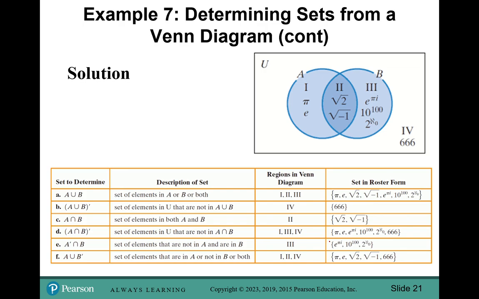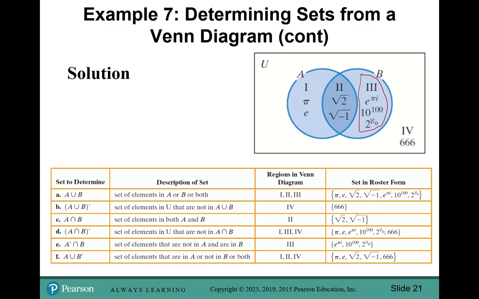If I look at A complement intersect B, so what is not in A intersect with what's in B, I'm strictly looking right here. Because these, oops, got a little off with my marker here. Let's try to make it a little bit better. As I said, I'm just looking at what's outside of A, but also in B, which includes this section right here, which is why we have e to the pi i, 10 to the 100th, and 2 to the n naught.